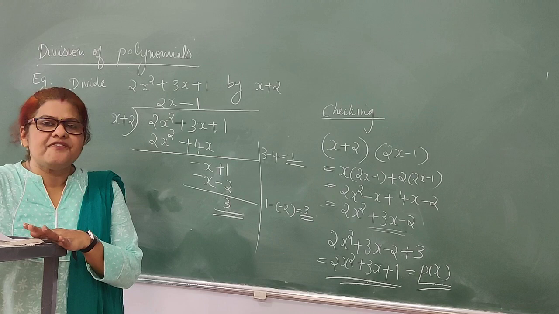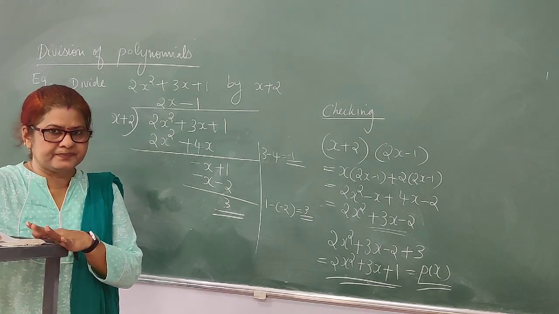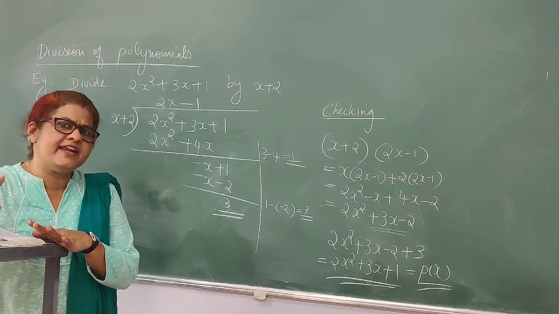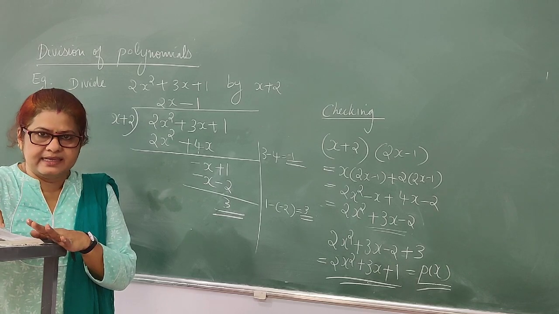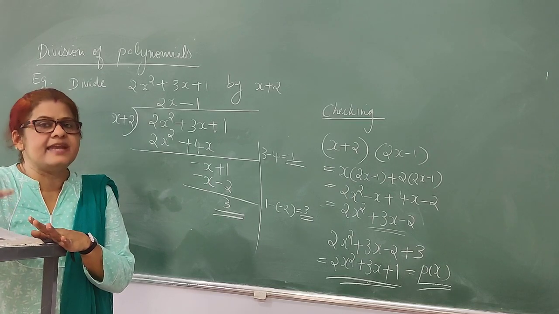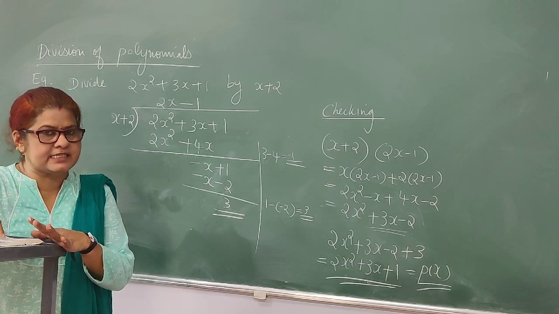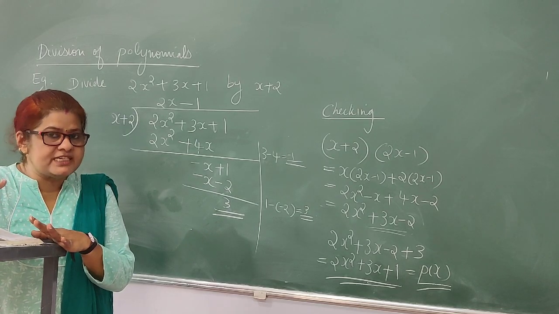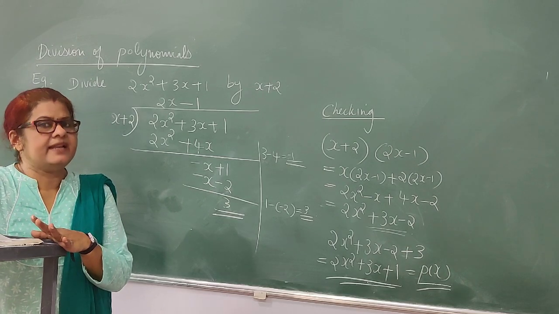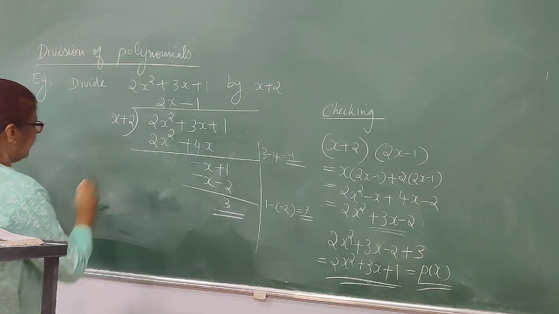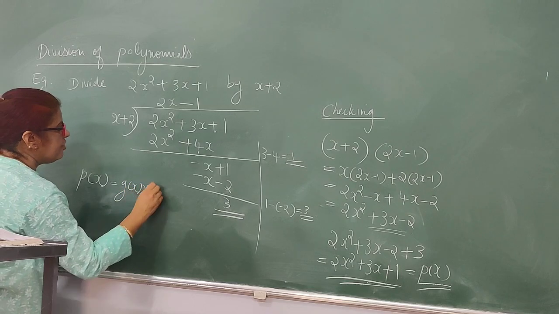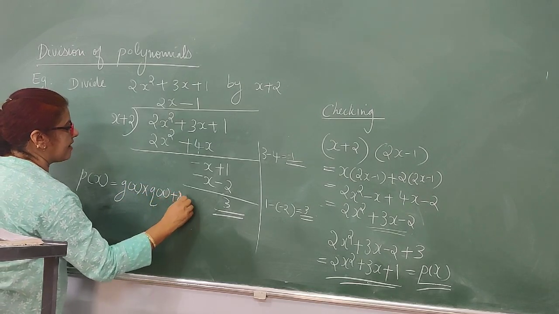That is, if there are two polynomials P(x) and G(x), where P(x) is the dividend and G(x) is the divisor. Suppose you are given P(x) and G(x) as two polynomials, and if you divide P(x) by G(x), we get the quotient as Q(x) and the remainder as R(x). Then the division algorithm is given by P(x) is equal to G(x) into Q(x) plus R(x).